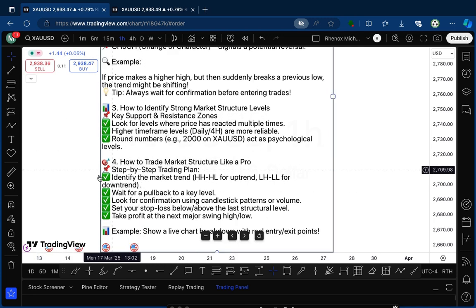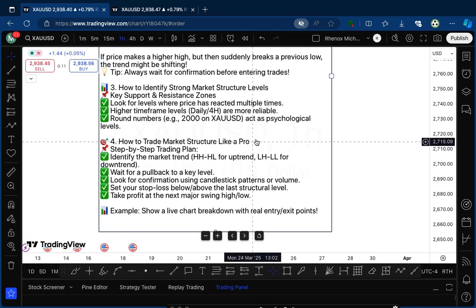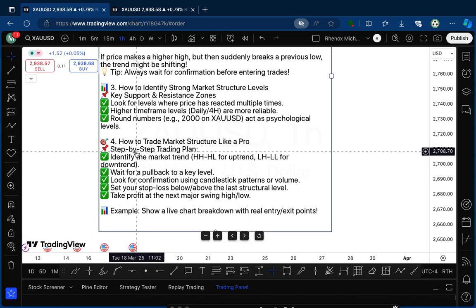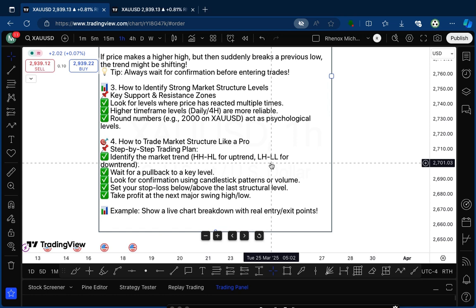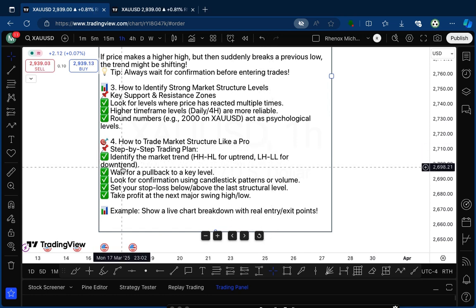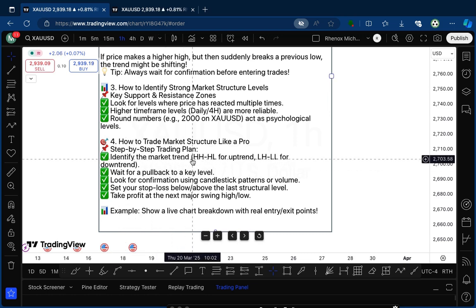Now we'll move to how to trade market structure like a pro. Now, this will show you a step-by-step trading plan on how to do so. First, you identify your market trend, which is your higher highs and higher lows for an uptrend. Likewise, your lower highs and lower lows for the downtrend. So that's the first thing we do. Let's do an example for the uptrend first.